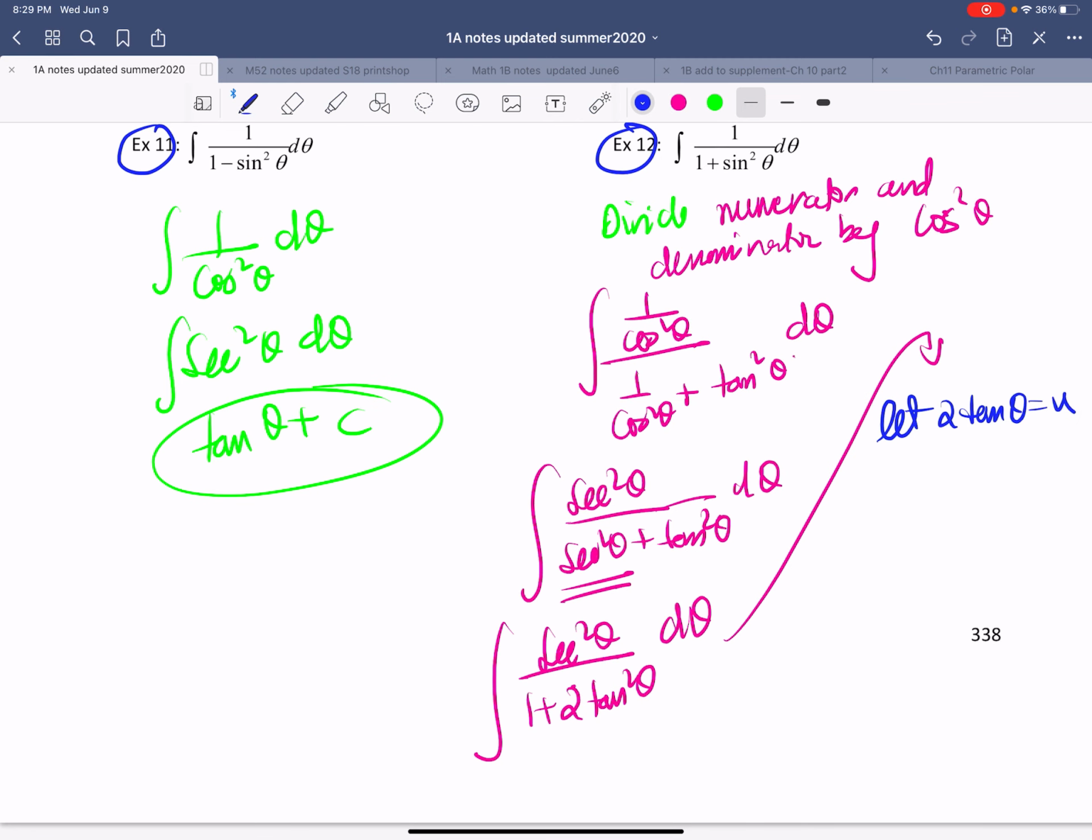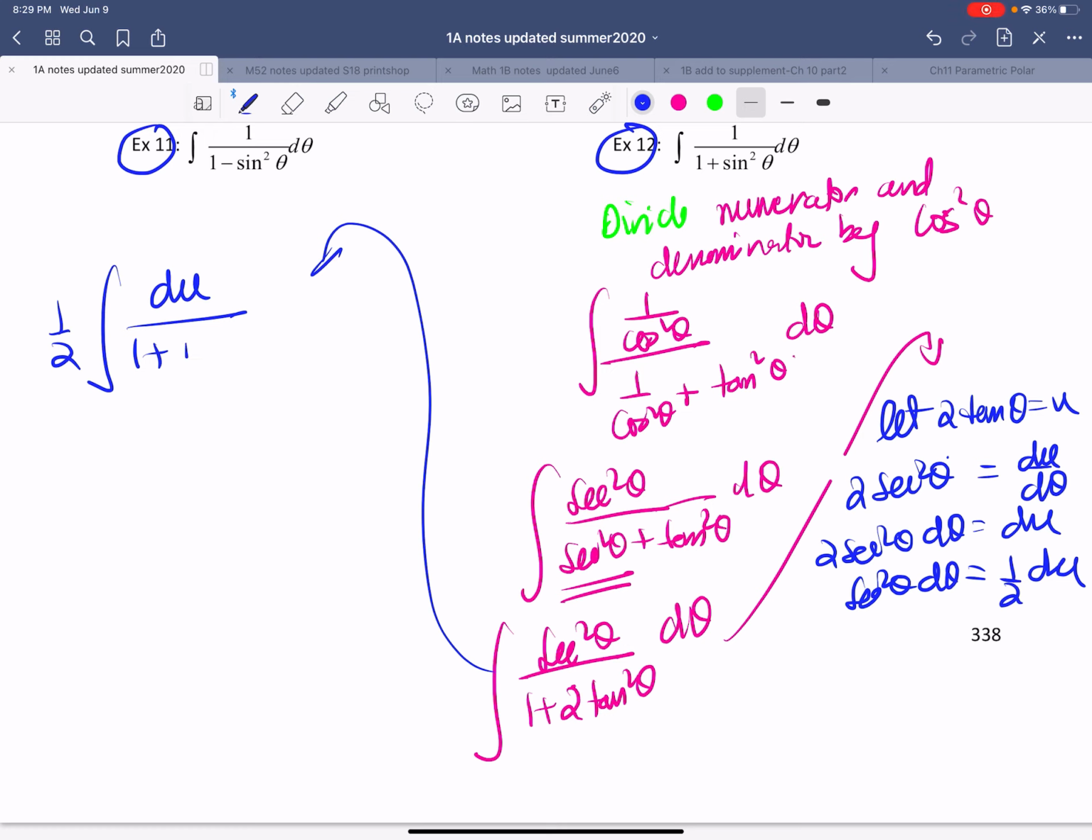So this integral, I'm going to need more space. I'm going to erase this and take it from here. My numerator becomes du. I can say secant squared theta d theta is 1 over square root of 2 du, so I can pull that out. And in the denominator, I have 1 plus square root of 2 tan theta squared, which is u squared. All right, now everything looks good.